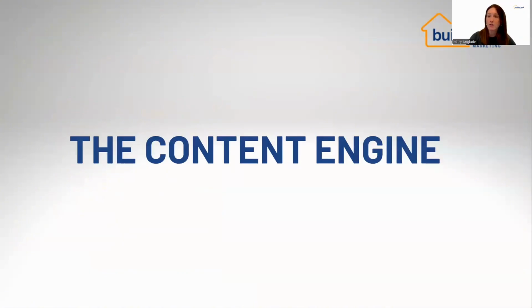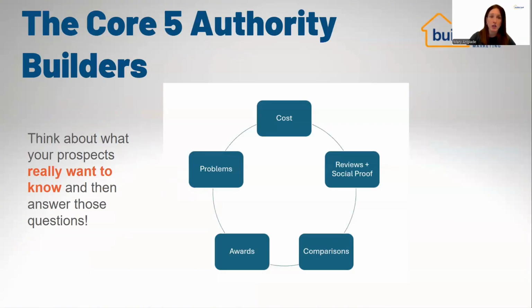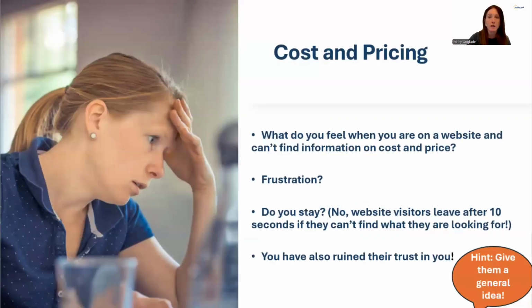So let's talk about what we like to call the content engine. There's really five areas, five buckets, that people are looking at when they are trying to make a decision and looking at you as the authority. How much does it cost? What are other people saying? How does this compare to the competition? Who's best in class? Have you won any awards? Or are you just kind of in the middle? And what are the problems? What could go wrong? And we're going to tackle each of these.